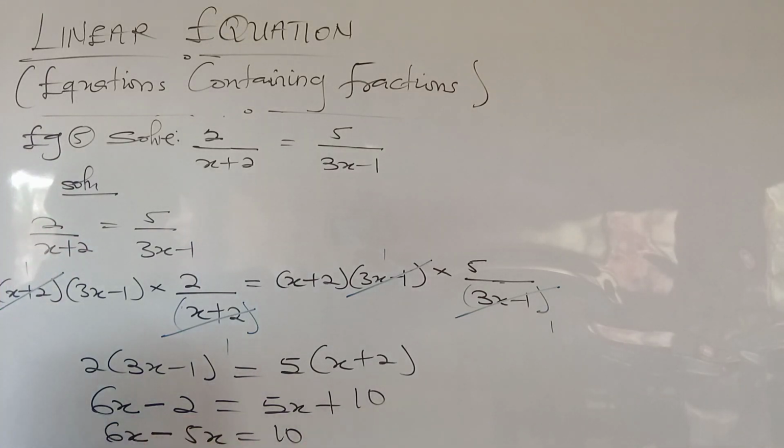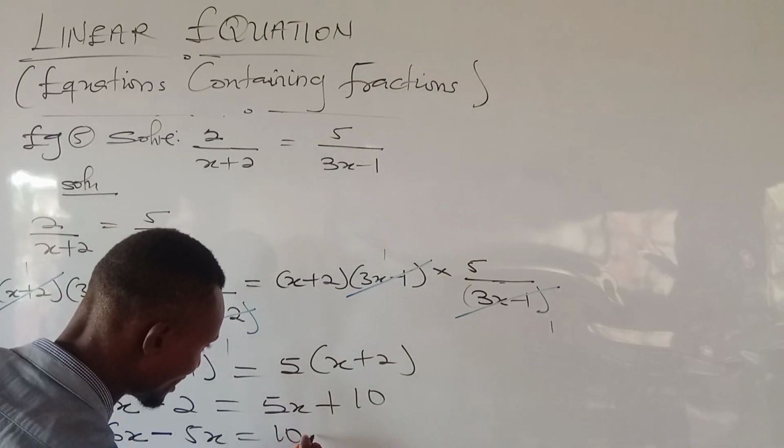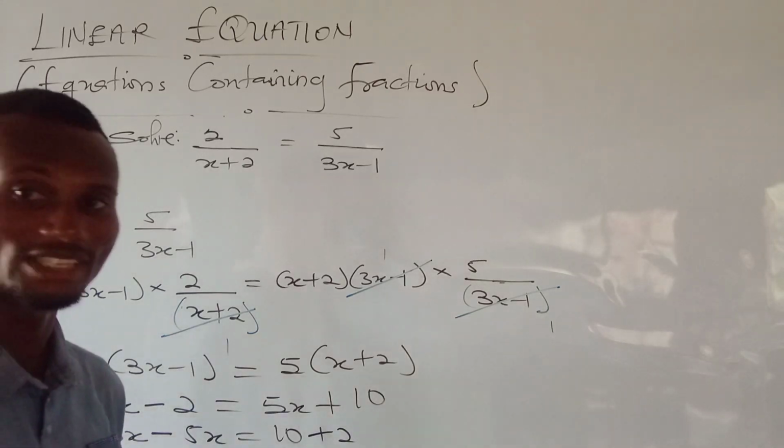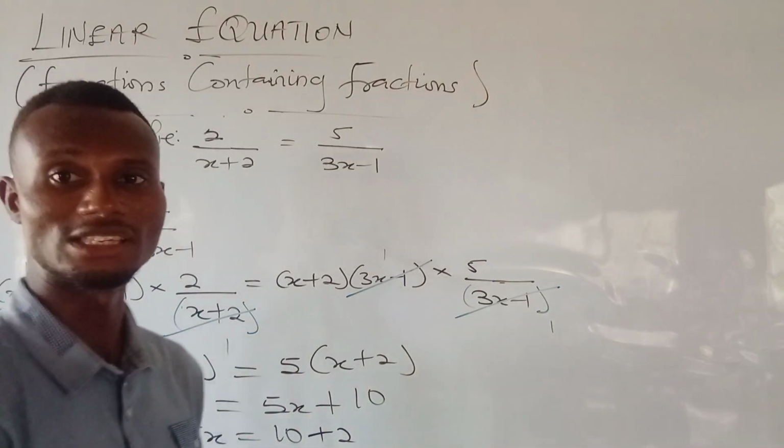It's like you are grouping like terms. So it is negative here. When it crosses the equal sign, it becomes positive, so plus 2. I hope you understand what I've done. Now from here we simplify further.